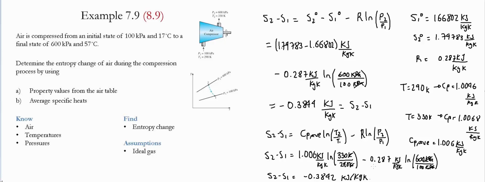per kilogram Kelvin. Notice that using the approximation of the average specific heat produces less than 1% of difference than using the air tables. This is true because the change in temperature between the first and the second state is very small. It's only 40 Kelvin. However, if you have a higher difference in temperature, this difference is going to increase significantly.